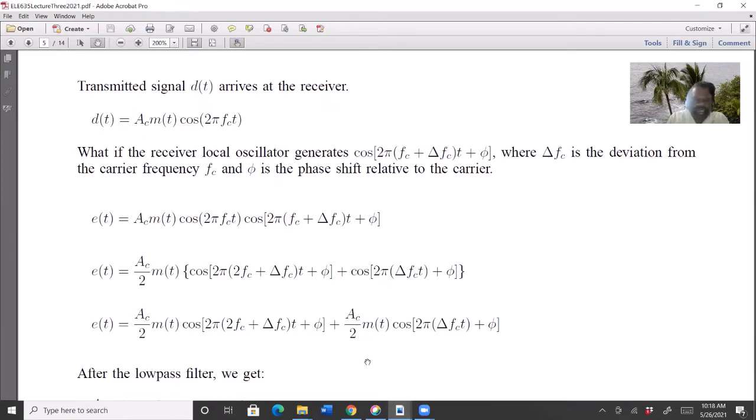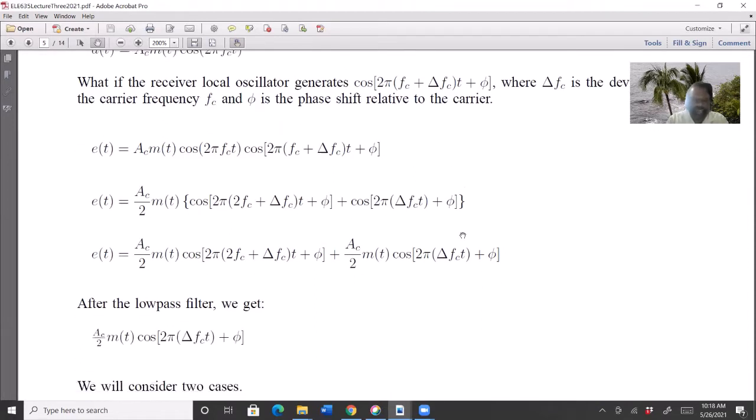So now this is too hard to analyze. So what engineers typically do is consider two cases. In the first case, we set one of these deviations to zero. So maybe we set phi equal to zero and observe what happens. Then we will set delta fc to zero and see what happens.